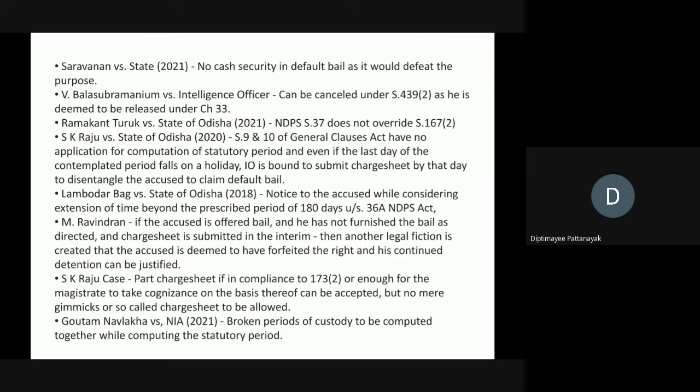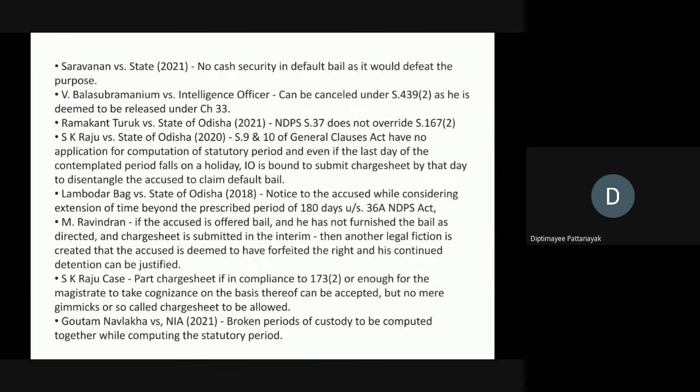This is the autocorrect that has happened, ignore the mistake: disentitle the accused to claim default bail. So even if it is a holiday, even if it is Sunday or Holi or Raja festival for that matter, the IO is still bound to submit the charge sheet because the criminal courts are presumed to be open 365 days, 24/7. That's the reason the IO has to submit the charge sheet even if it is a holiday.